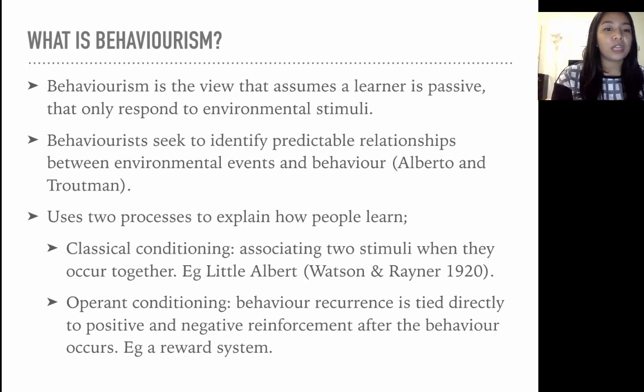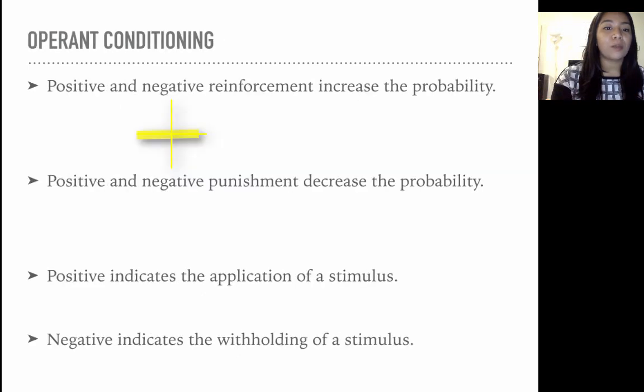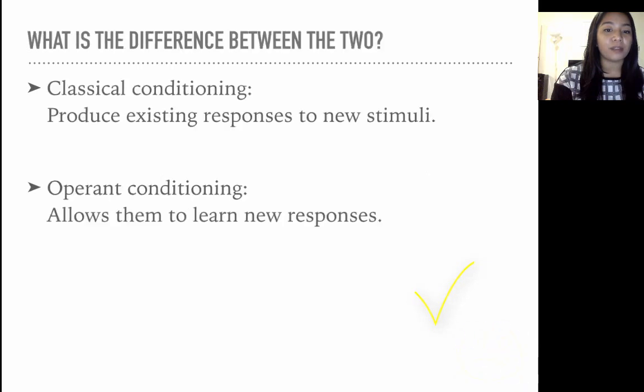In operant conditioning, it is believed that behavior is shaped through positive reinforcement or negative reinforcement. Both positive reinforcement and negative reinforcement increase the probability that the antecedent behavior will happen again. In contrast, punishment, both positive and negative, decreases the likelihood that the antecedent behavior will happen again. Positive indicates the application of a stimulus, negative indicates the withholding of a stimulus.